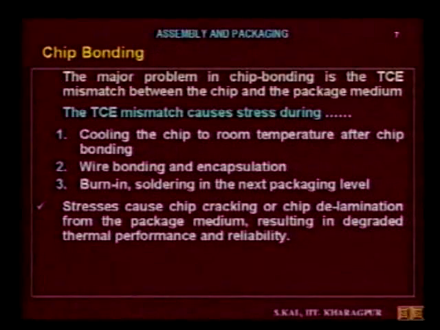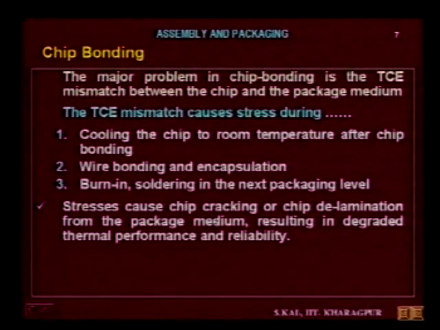In order to prevent the formation of thermal stress, proper matching of the thermal expansion coefficient of the wire bonding material and/or chip bonding material and the package has to be looked into. Stresses cause chip cracking or chip delamination from the package medium, resulting in degraded thermal performance and reliability.